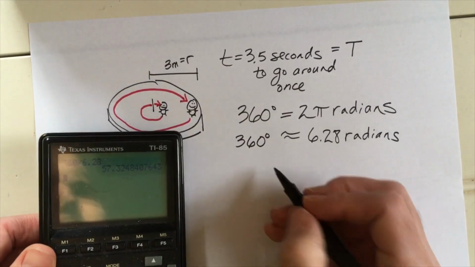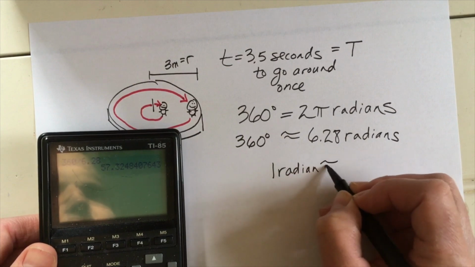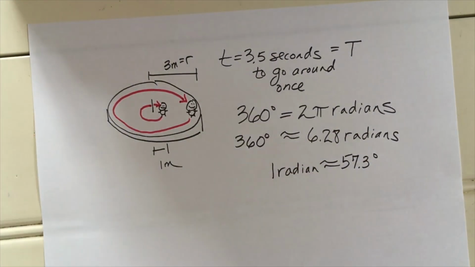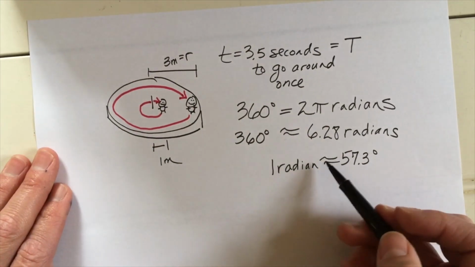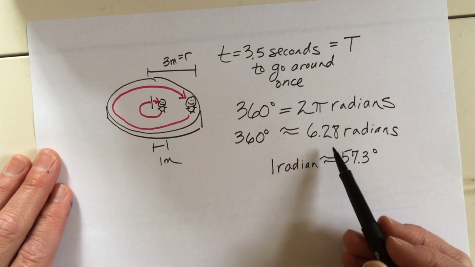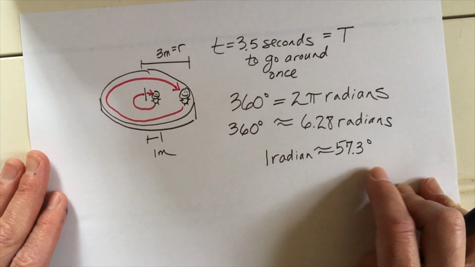So I'm just going to write that down. That's kind of a neat thing to know, right? 1 radian is approximately 57.3 degrees. All right, so that's all a radian is. When we say a radian is 57.3 degrees, once around is 6.28 radians. So that kind of makes sense.